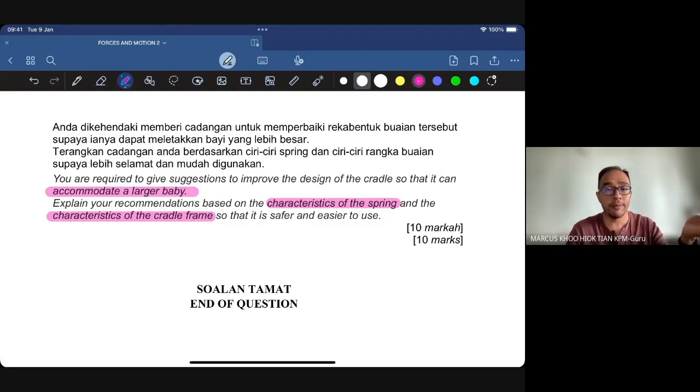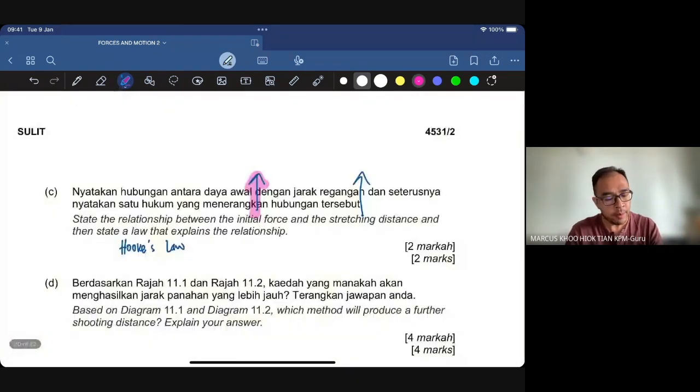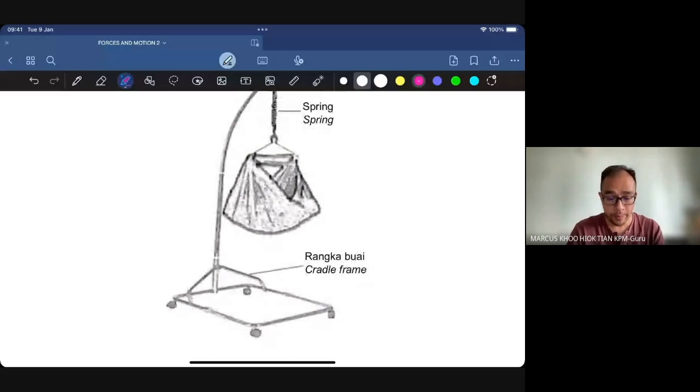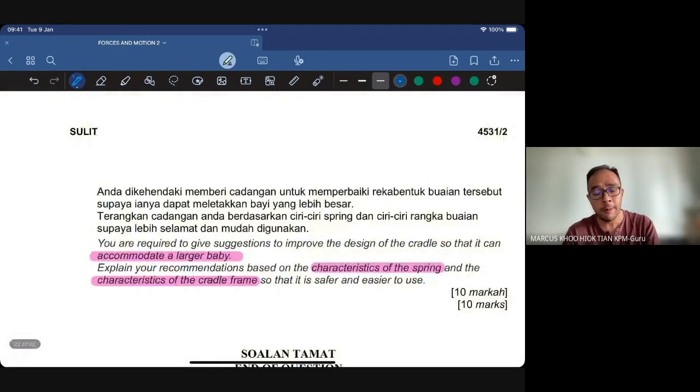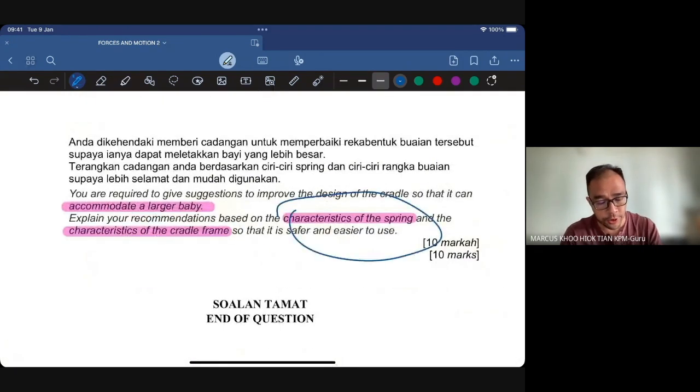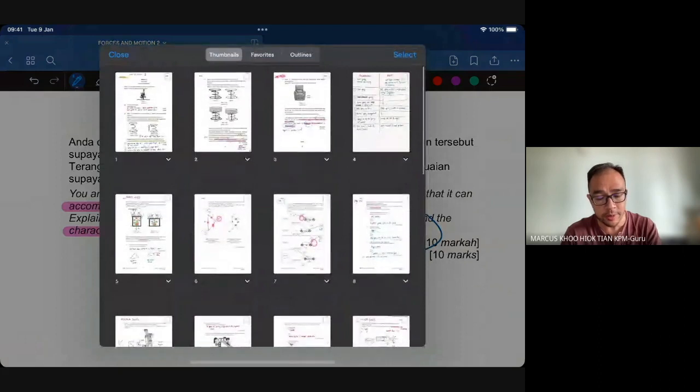Okay, the cradle frame is harder. Pretty much the same as the previous question. Okay, the cradle frame, you can talk about the fact that the cradle frame is made of steel, or stainless steel, or hard material, so that it lasts longer. I think there's really no need for me to give you the answers for this, because the characteristics of the spring we've already covered in the first question.